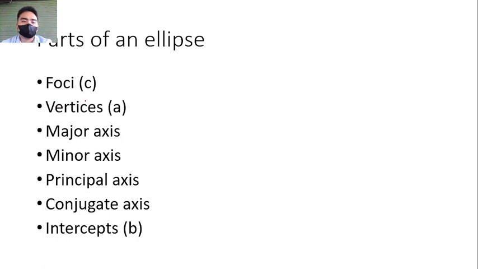So these are the parts of an ellipse. And as I mentioned a while ago, these letters represent something. So what are these letters? We are going to tell what those letters are.